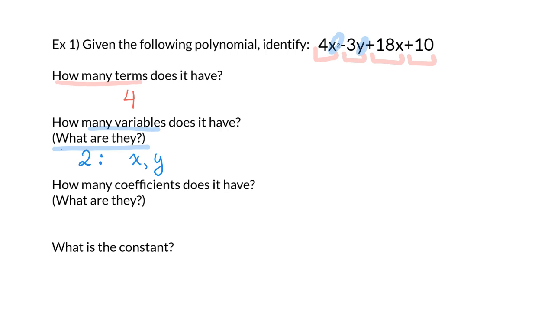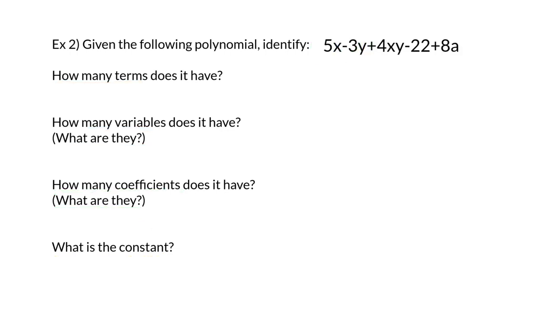Next, we're asked to see how many coefficients do we have, and again, what are they? Coefficients is the number in front of a letter. So I have 1 number in front of a letter, 2 number in front of a letter, and 3. Again, the 10 does not have a letter next to it, so it is not a coefficient. So how many coefficients are there? There are 3. What are they? Positive 4, negative 3, and positive 18. Lastly, it's asking us what is the constant, a number with no letter. We are left with that last number there. The constant is 10.